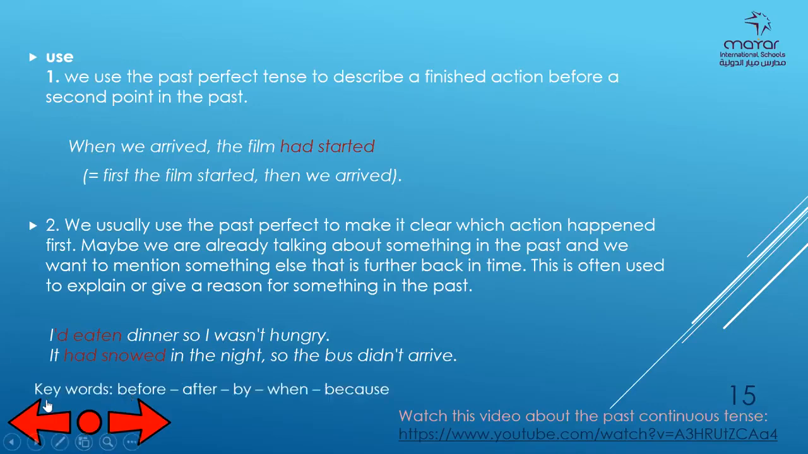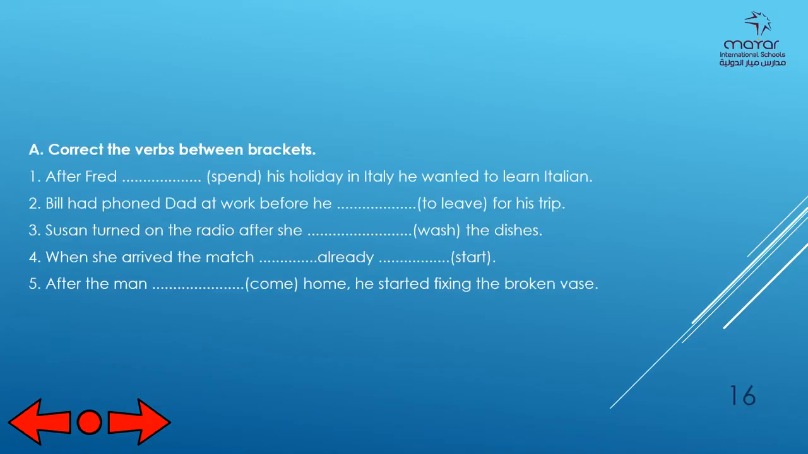Now we have certain keywords, as you can see here: before, after, by, when, or because. These expressions can help you to know that you're talking about the past perfect, okay? But let's do these exercises together, please.